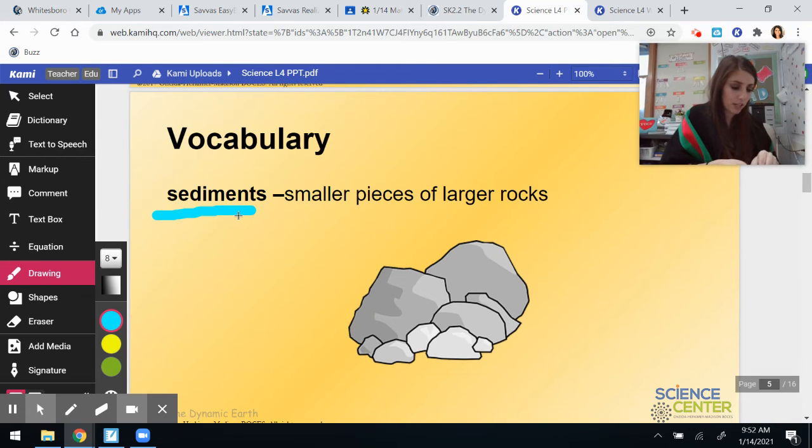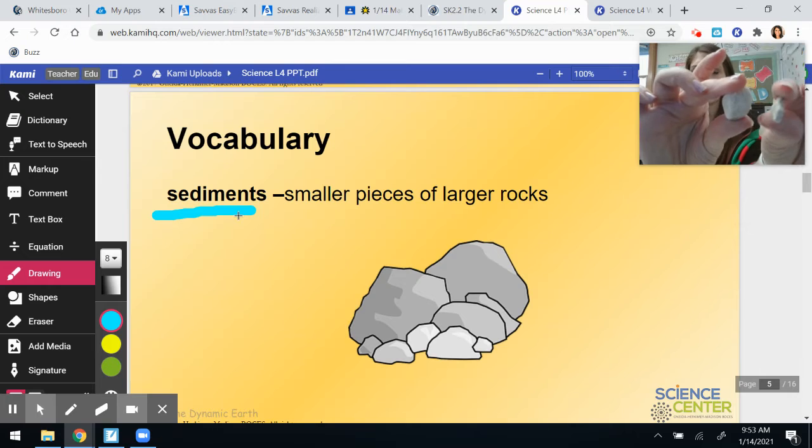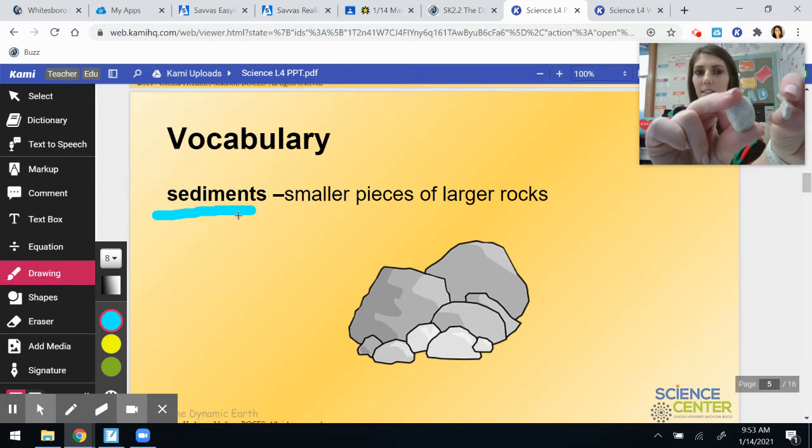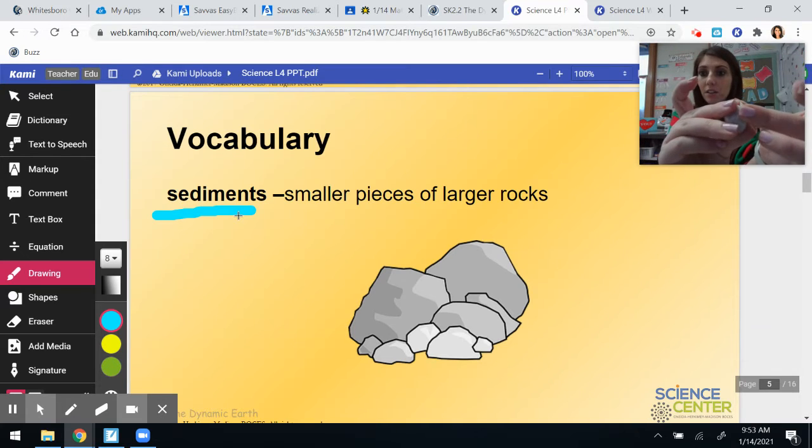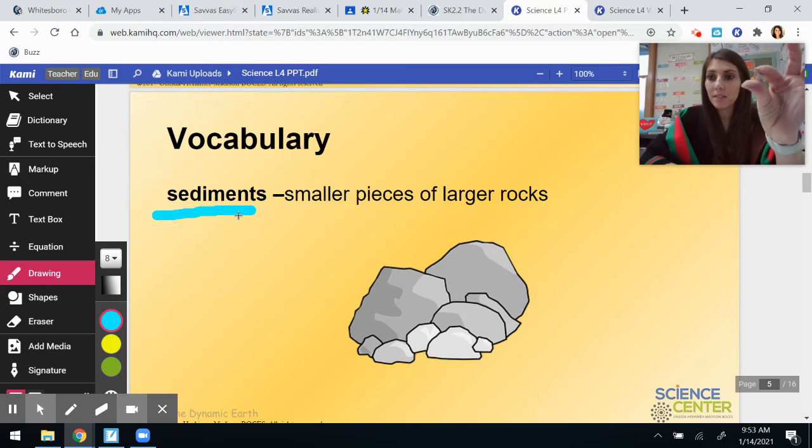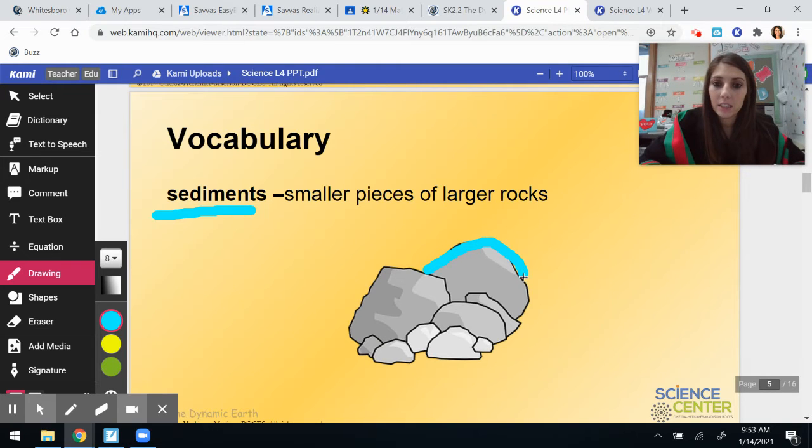Since I'm at school, I have some I can show you. Here I have a bigger rock. And you might think, where did this small rock come from? How are rocks just different sizes? Well, rocks become smaller after they break off of another rock. So sediment is just a small piece of a larger rock, just like in this picture here. Here you have the larger rock, and here you have some sediment all over here. It's just some small pieces of a larger rock.